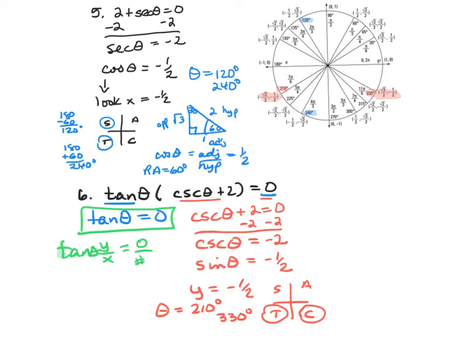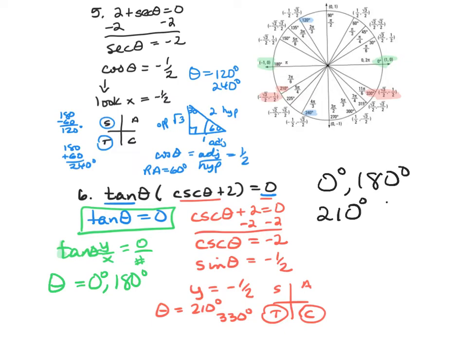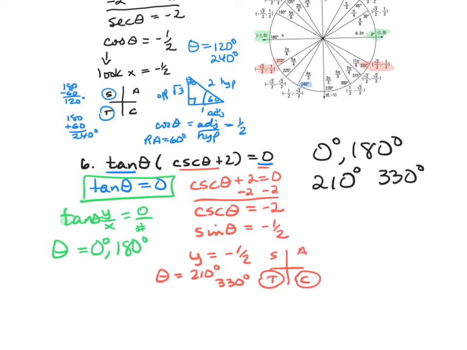Let me go over here and highlight it. It's over here. I'm looking for a y to be 0. So this answer for theta is going to be 0 degrees and 180 degrees. So the answer to number 6, it's got 4 angles. It's got 0, it's got 180, 210, and 330. Now, for this one over here, the green, you can't use a triangle, but for the red, we could have drawn a triangle.